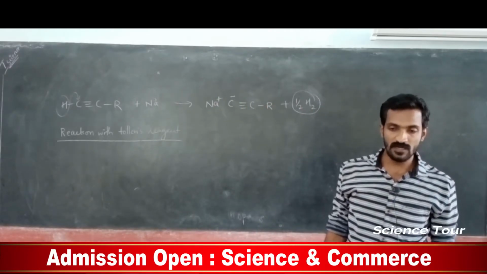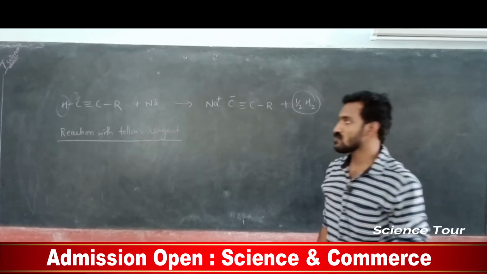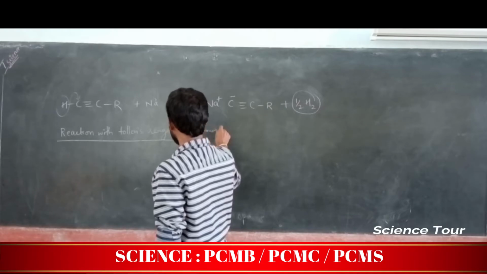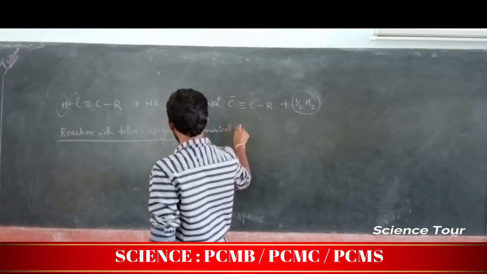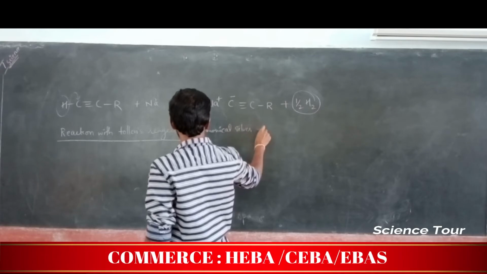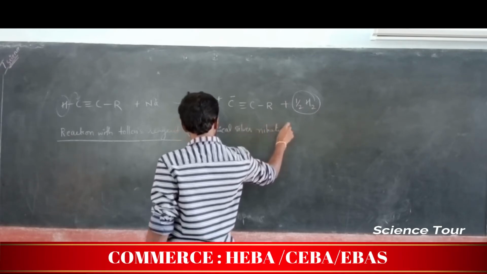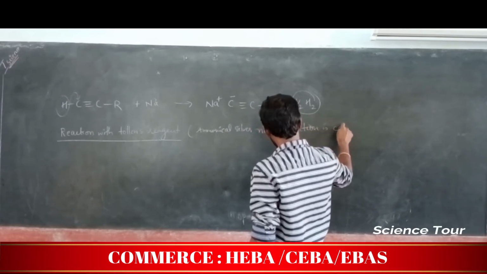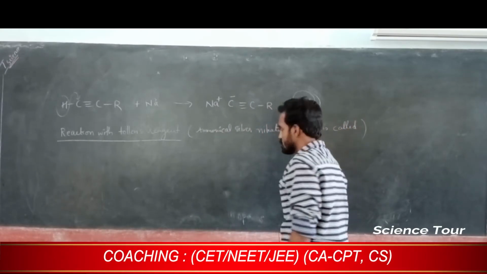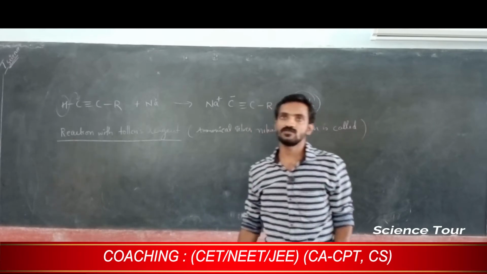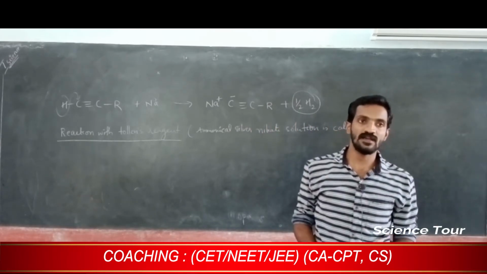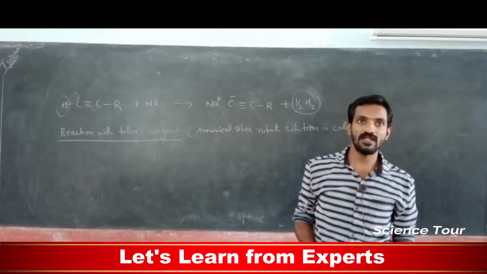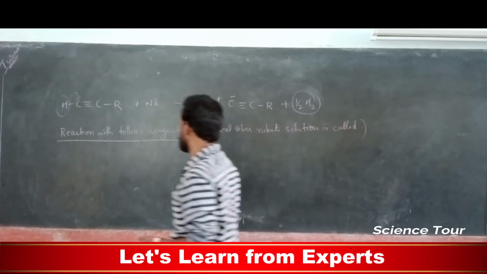this alkynes react. What is Tollens reagent? Ammoniacal silver nitrate solution is called Tollens reagent. When alkynes react with the Tollens reagent, it produces, my dear students, a white precipitate of silver. Understood?